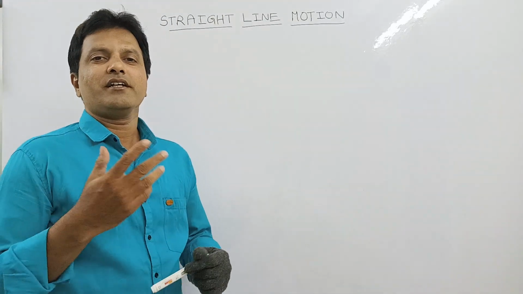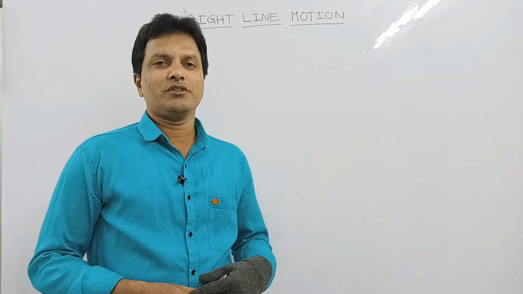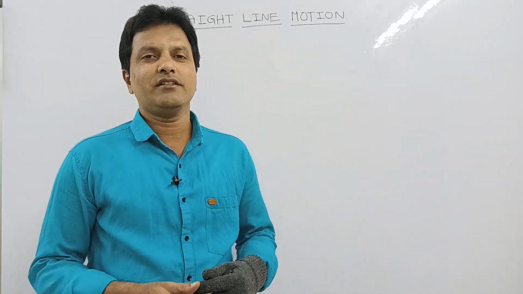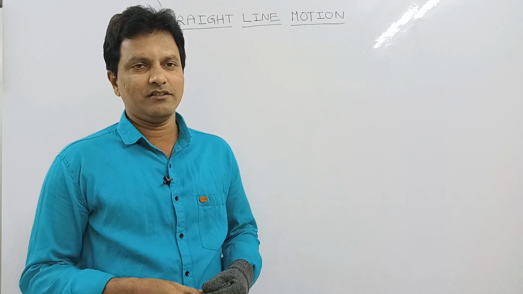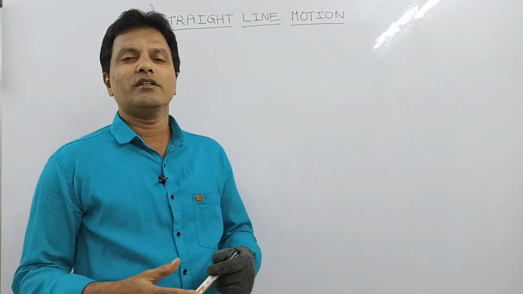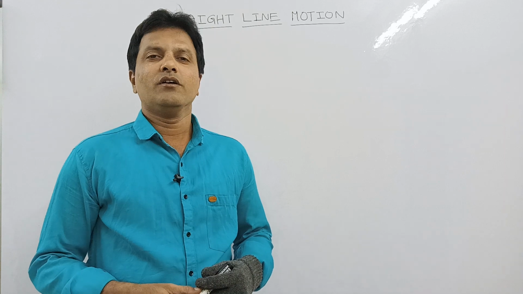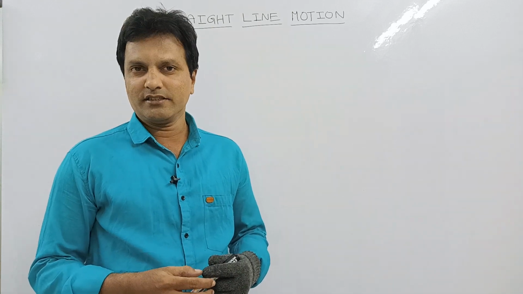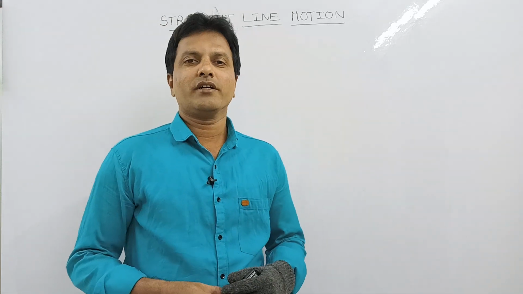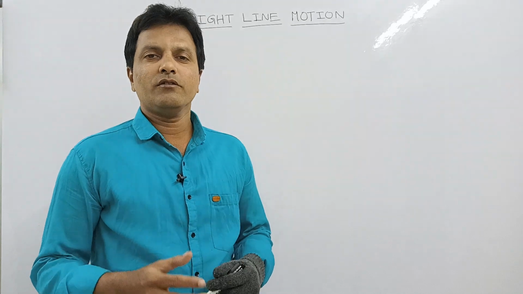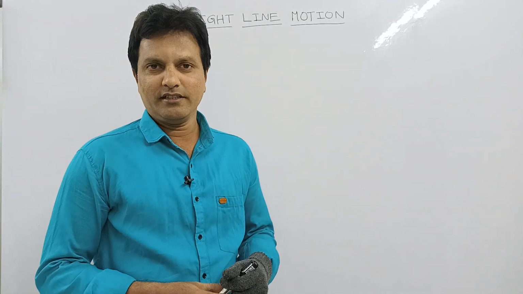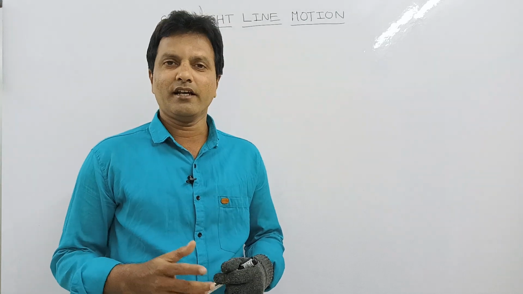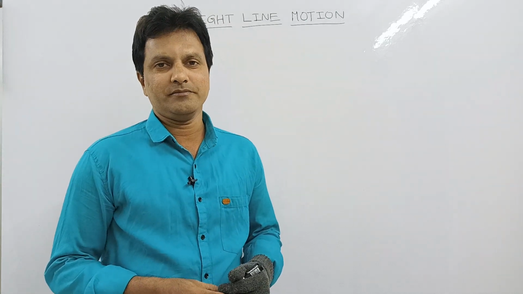Today, we will continue straight line motion. In the previous lesson, we have discussed some definitions and introduction. What is a straight line? What is a straight line motion? What is speed, distance, displacement? Today, we will discuss what is velocity, acceleration, and relative velocity.